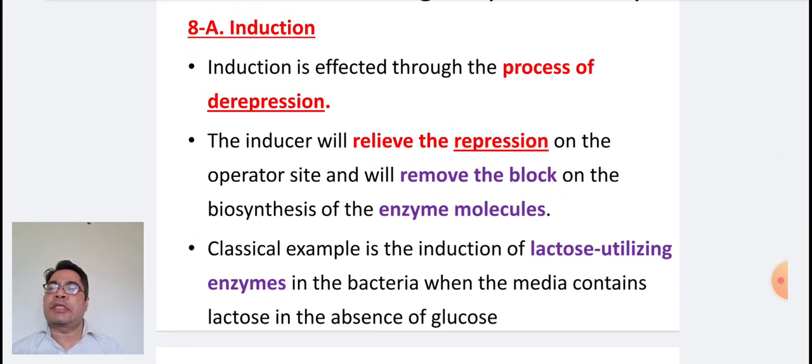Induction, the next factor. Induction is effected through the process of de-repression. The inducer will relieve the repression on the operator site and will remove the block on the biosynthesis of the enzyme molecules. Classical example is the induction of lactose utilizing enzymes in the bacteria when the media contains lactose in the absence of glucose.